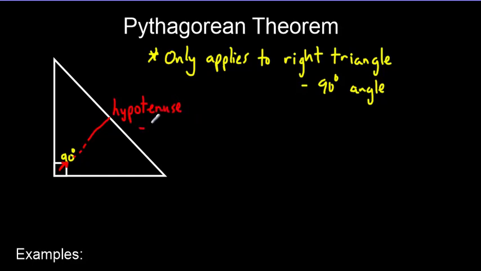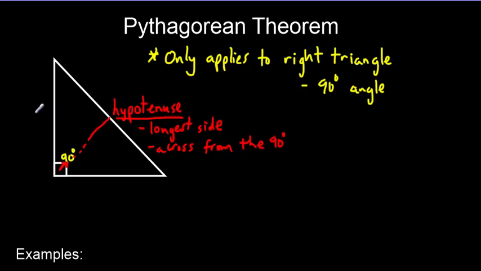Okay, so that's the longest side, and it's always across from the 90. Okay, so that's the hypotenuse. Now the other two sides, okay, they're always going to be shorter than the hypotenuse, and for the purpose of Pythagorean theorem, they are pretty much interchangeable. So we actually just call them legs.